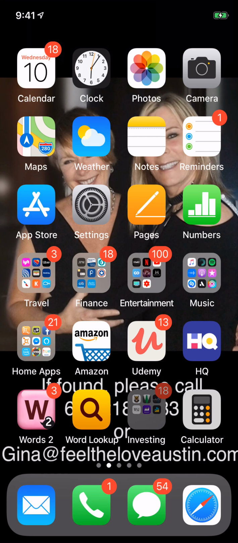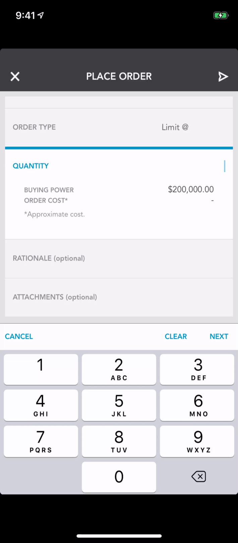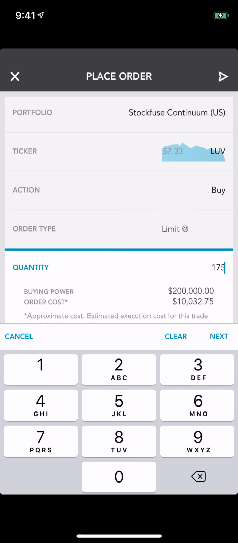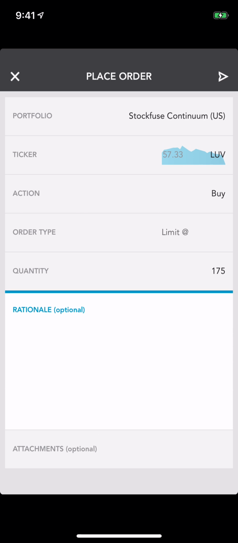Okay, I'm going to go back to StockFuse. I'm going to say, hey, I got my limit. I want 175 shares right there, and I want my limit order. Where do I set my price? Okay, next. What is it saying? I have a limit order.